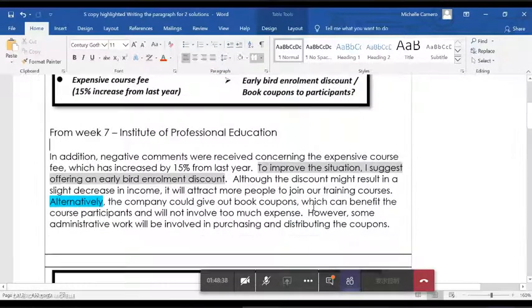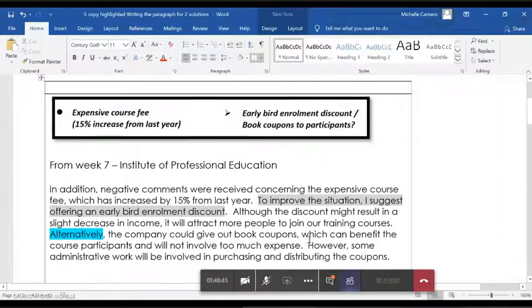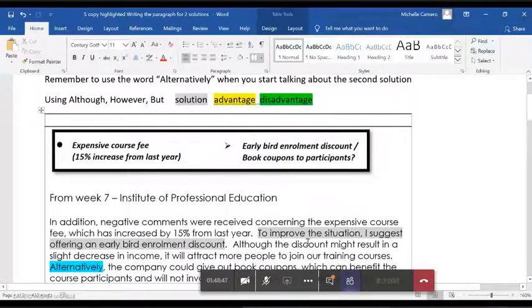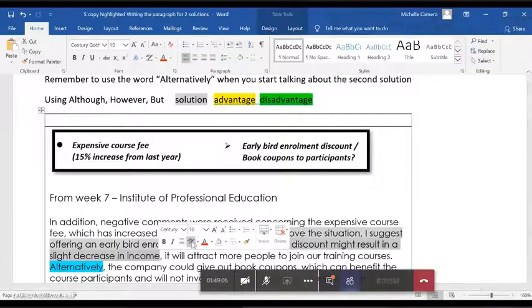All right. Although the discount might result in a slight decrease in income, it will attract more people to join our training courses. All right. So which one is the advantage? Which one is the disadvantage? Because we're using the word although here. Okay. Although the discount might result in a slight decrease in income, so that means the income, the profit might be smaller. So that is the disadvantage. They put the disadvantage first.